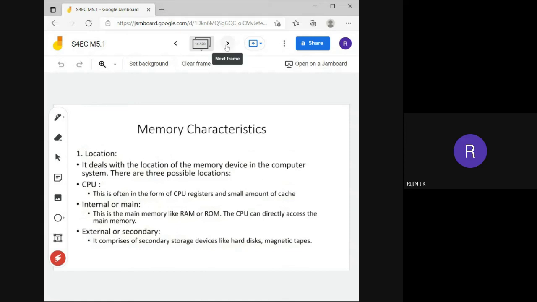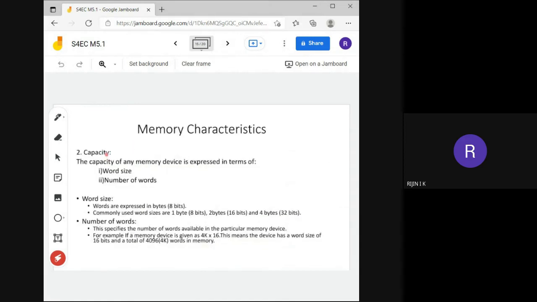Then the next one is capacity. The capacity of any memory device is expressed in terms of word size or number of words. What does word size mean? Generally words are expressed in bytes. 8 bits make 1 byte. Generally we express words in bytes.